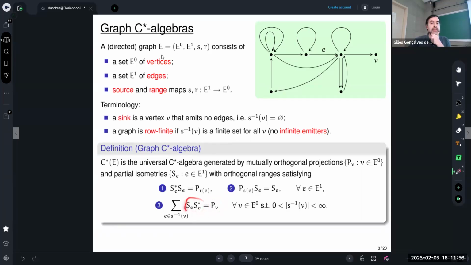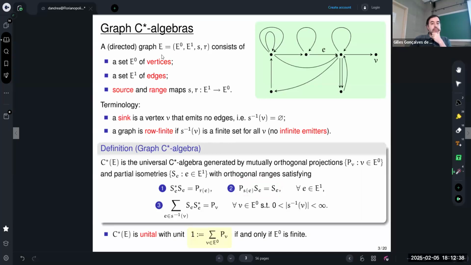Okay, this is a bit confusing because these are range projections and v is the source of the edge, but okay, this is just a convention. And this should be true for every vertex such that the set s^{-1}(v) is finite and non-empty, so that this sum makes sense. So no infinite emitters and no sinks. And there is one extra condition that is listed here, and you don't need it in the case of a finite graph, it is implied by the other two. But in the general case, you need it. It says that for every edge e, you take the projection of the source vertex. If you multiply this projection by S_e, you get S_e.